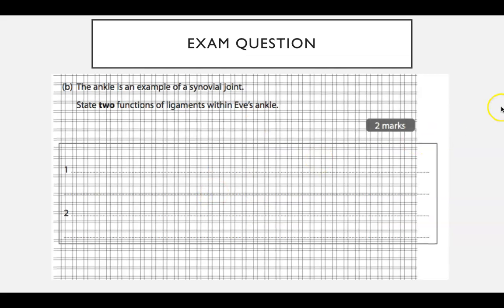Good, okay, so the ankle is an example of a synovial joint. State 2 functions of ligaments within Eve's ankle. Pause this and give that a go.